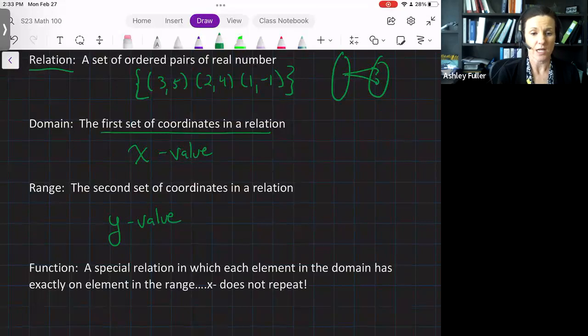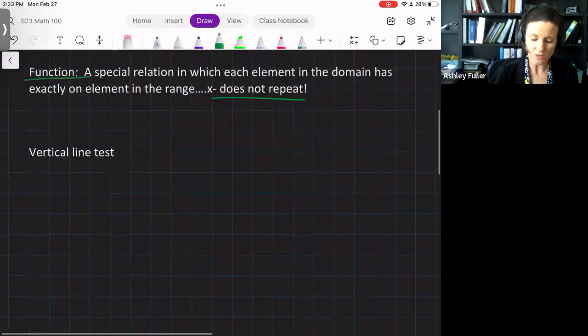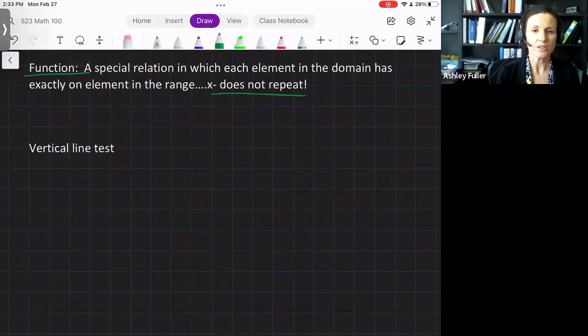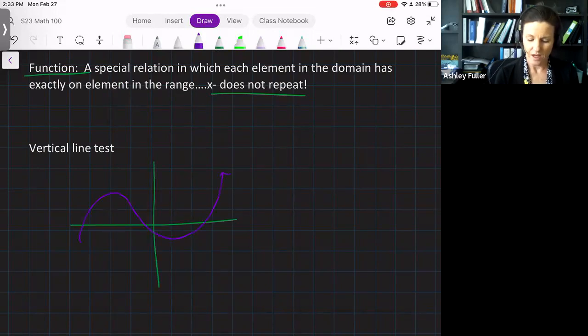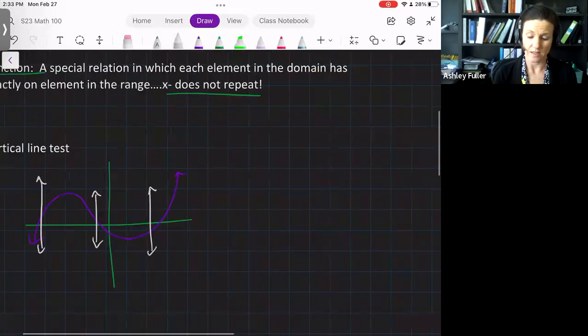And then a special type of relation in which an element in the domain has exactly one element in the range, in other words, x does not repeat, that is called a function. To recognize that something is a function, you can do what's called the vertical line test. So in other words, if I have a graph that looks like this, there is no place I can draw a vertical line that hits the graph more than once. Therefore, x does not repeat, and it is a function.